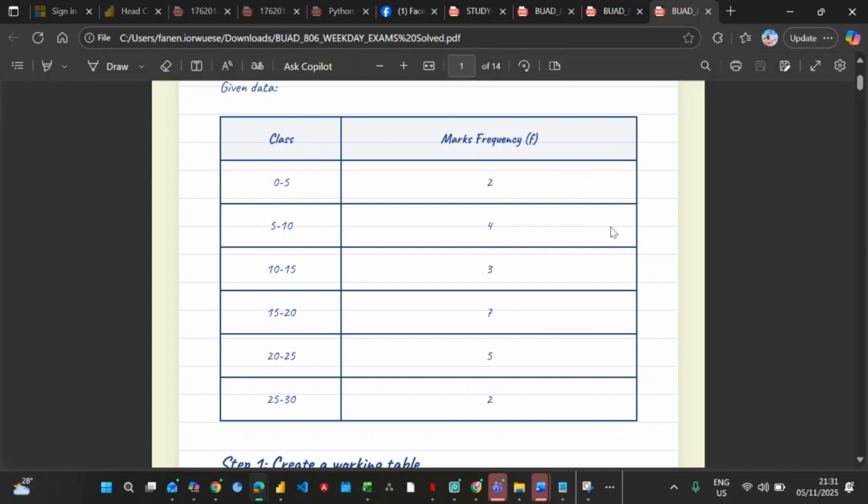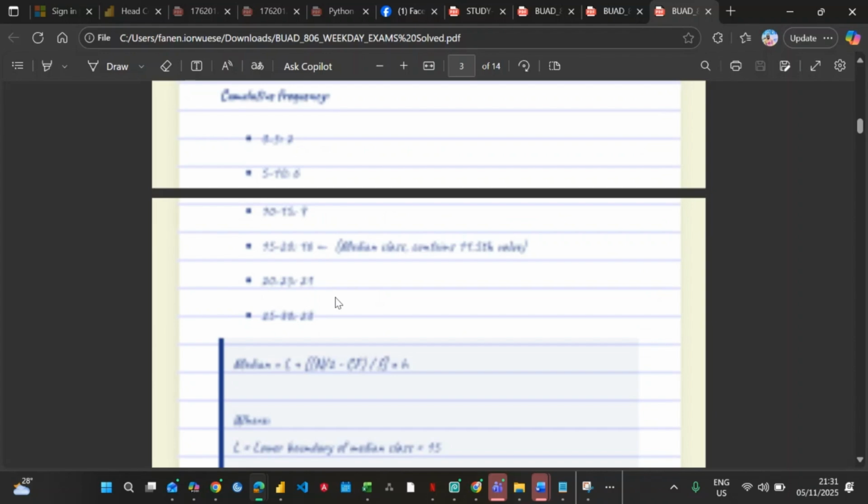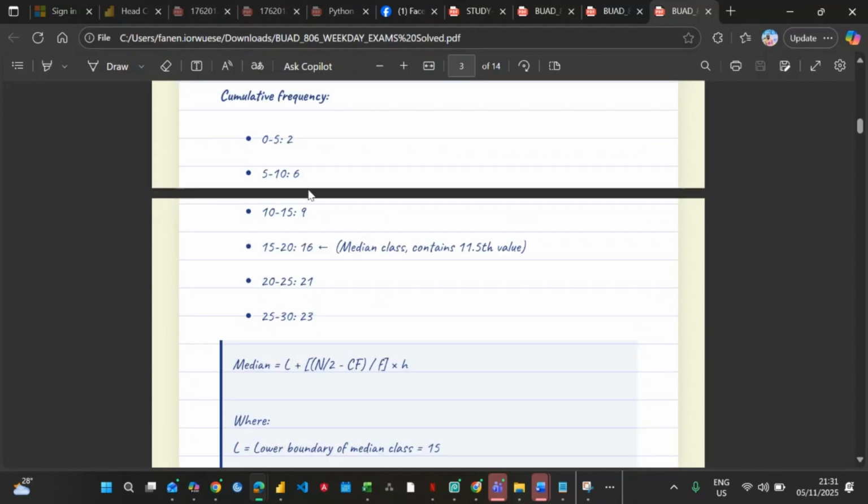So let's say we have two plus four. This two is going to be here. For us to get what is going to be here, two plus four will give us six, right? For us to get what is here, six plus three will give us nine. So now we have 9. For us to get what is here, it's going to be 9 plus 7. So that is why we now get this value. Can you see? We get this.